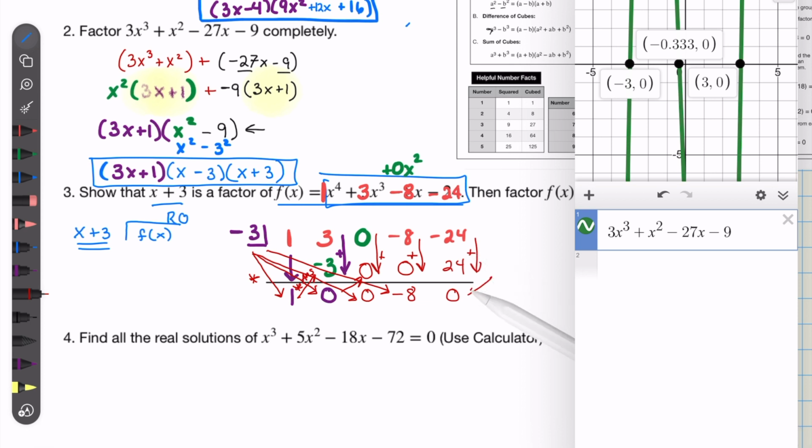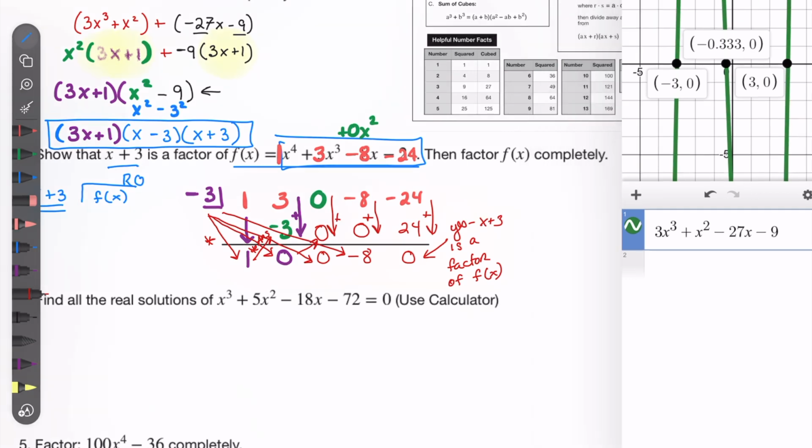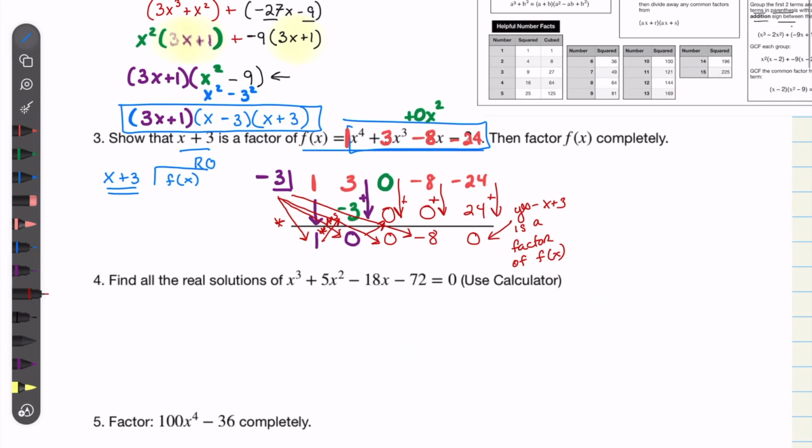And this is what we wanted. Yes, now we can say x plus 3 is a factor of f of x. It went into it evenly. And even better than that, we've started to factor this. Now, one of my factors is clearly the x plus 3 that I just proved was a factor. The other factor comes from this answer. I started with an x to the 4th, and I've divided out x to the 1st, so when I do that division, I will get an x cubed answer. So this 1 out here must be in front of an x cubed.